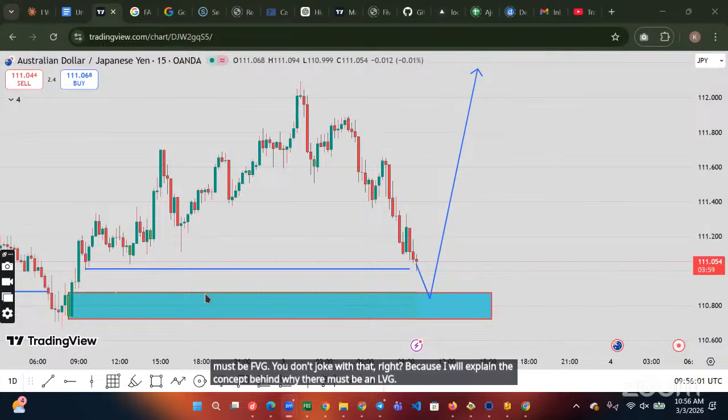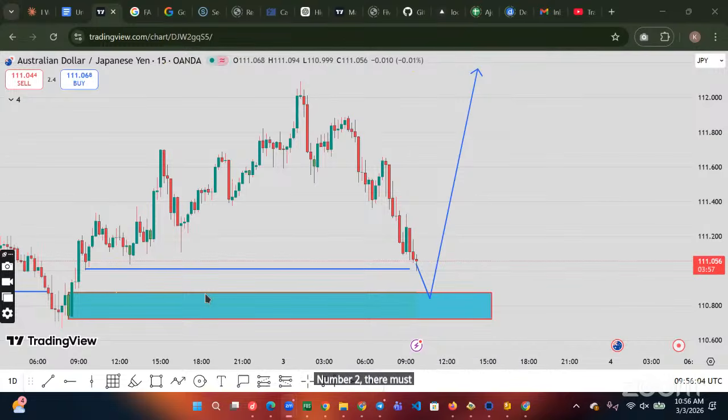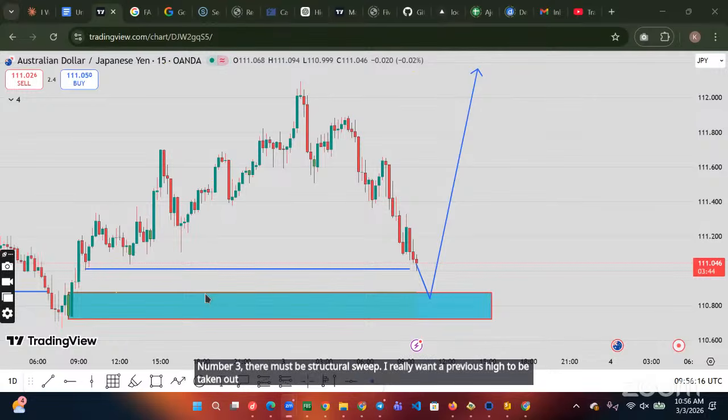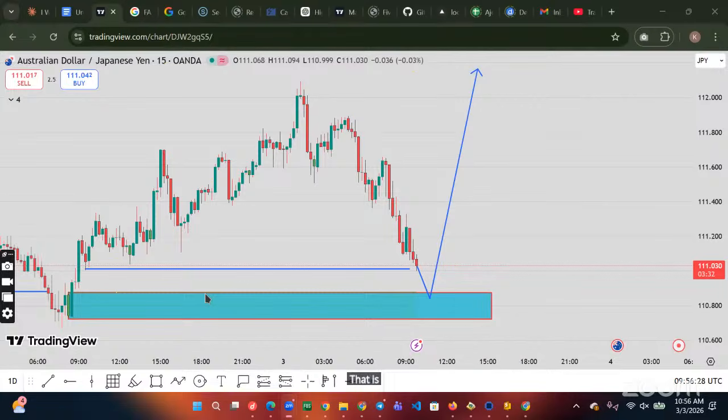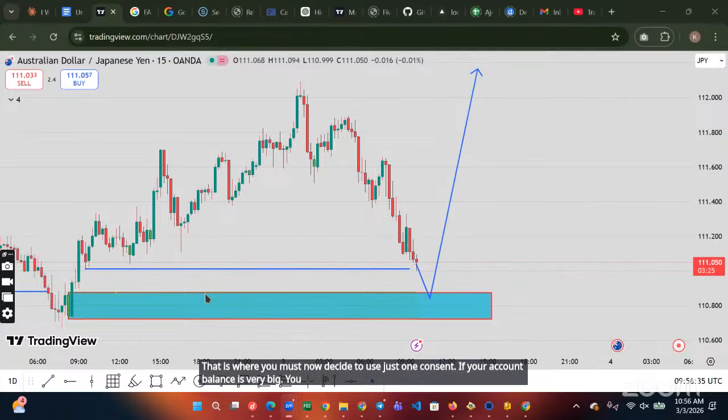Number 2, there must be a break of structure. You want to be trading in the trend. Number 3, there must be a structural sweep. I really want a previous high to be taken out, or a previous low to be taken out, you see. So these are some of the things. When all the rules are not intact, that is where you must decide to use just 1%. If your account balance is very big, you can do 0.5%.